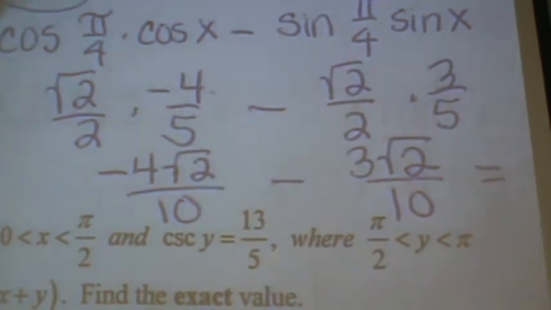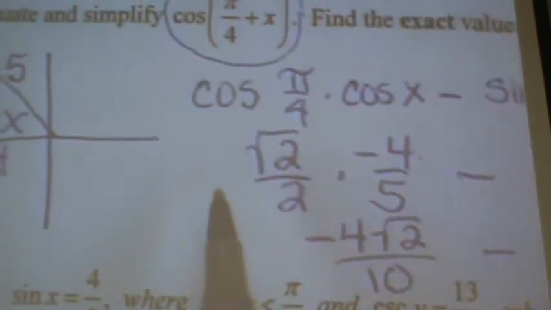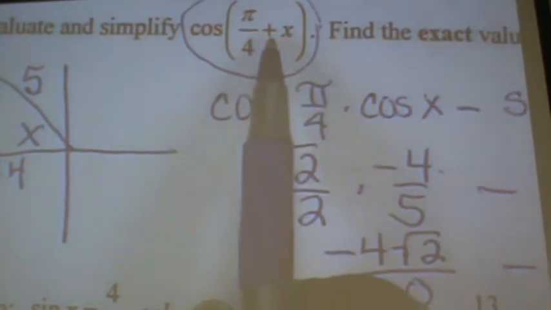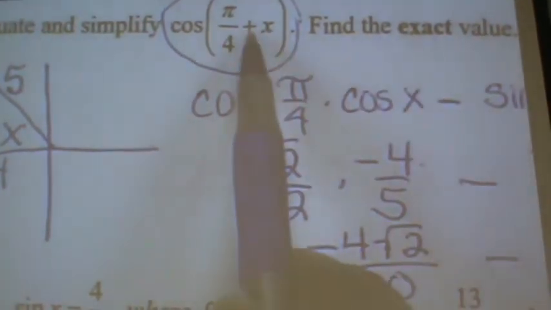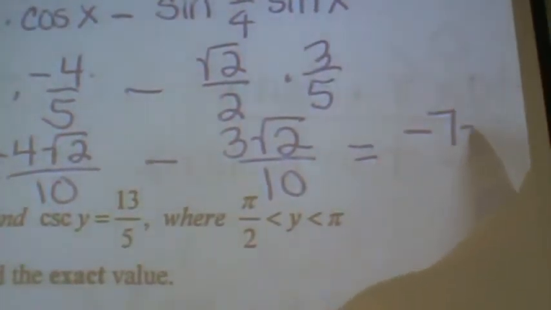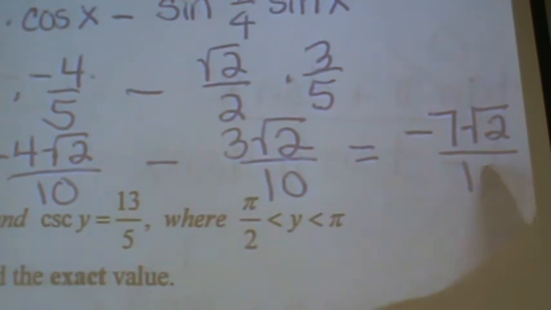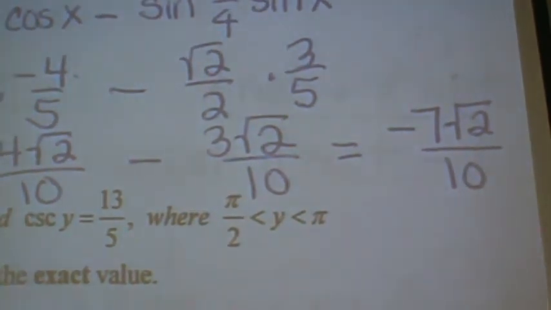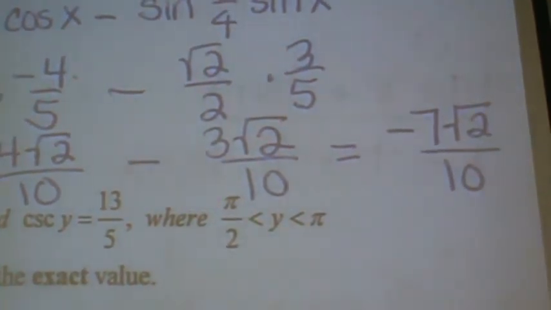And what's this answer? Negative 7. Make sure you have the opposite sign. So this is a plus sign, you should have a minus here. What's this final answer? Negative 7 root 2 over 10. So that's your final answer, negative 7 root 2 over 10. Last one.